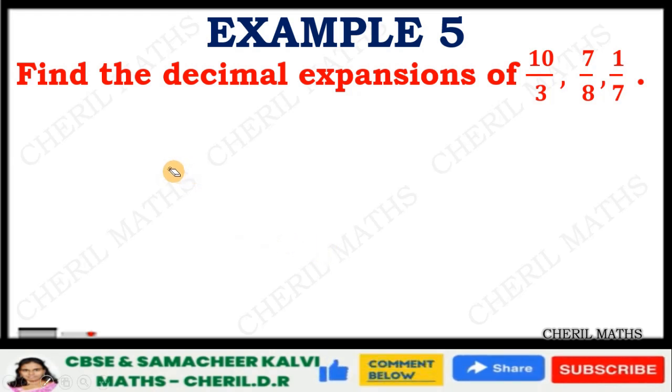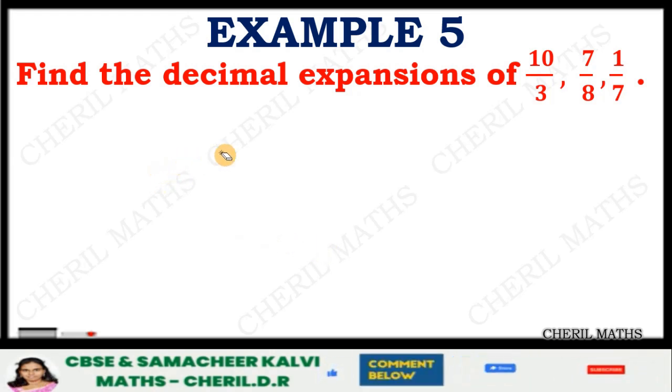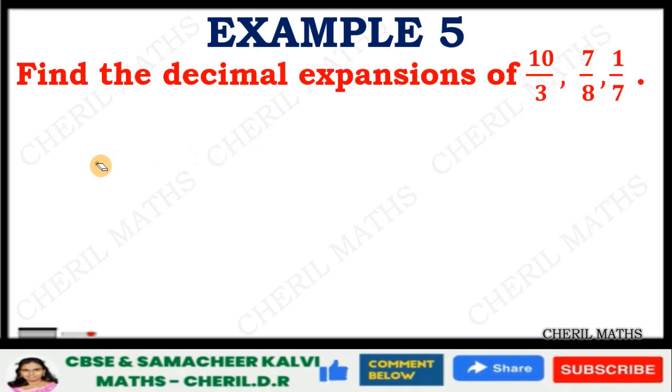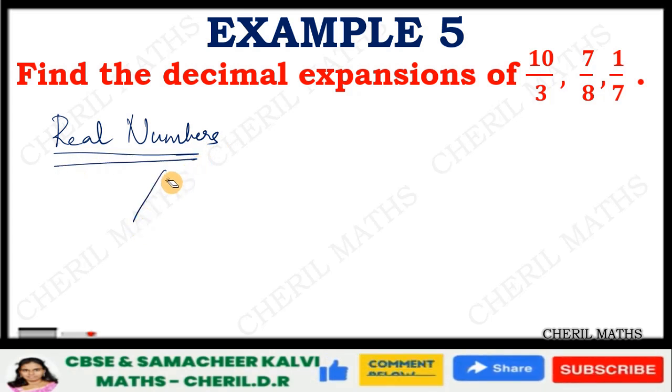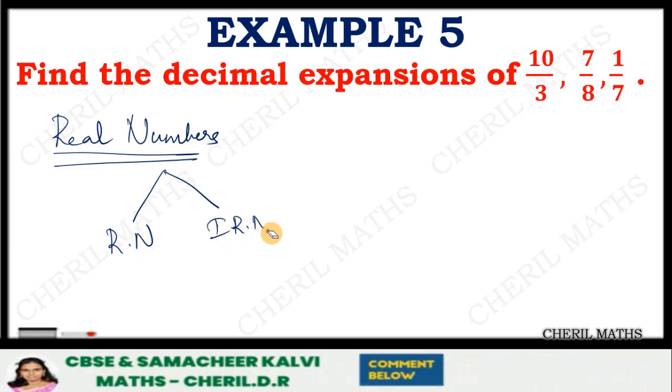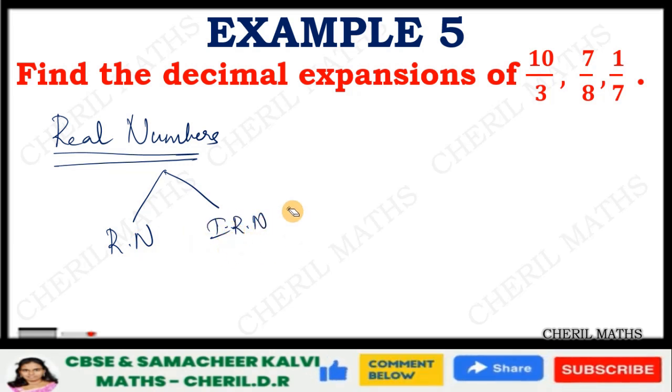Now we'll get into the fifth example. So here we are starting with real numbers and their decimal expansion. We learnt about real numbers in the previous video also. So what did we see about real numbers? We saw that it had both your rational numbers and your irrational numbers, isn't it? I hope you must be clear with what is rational and irrational.